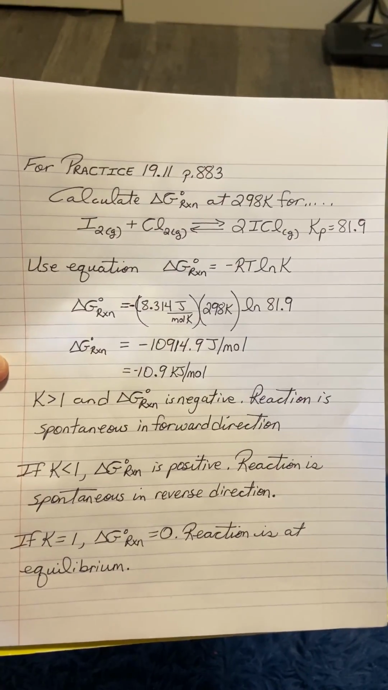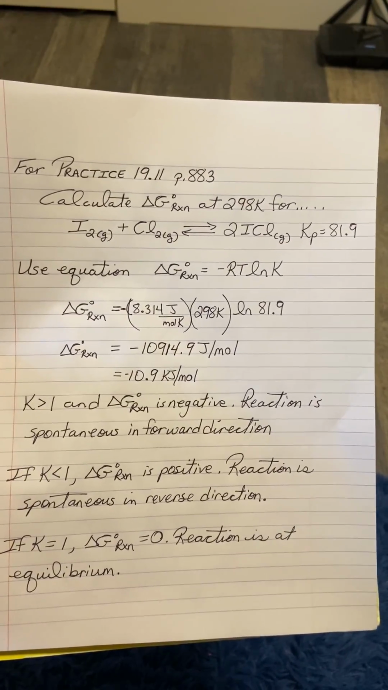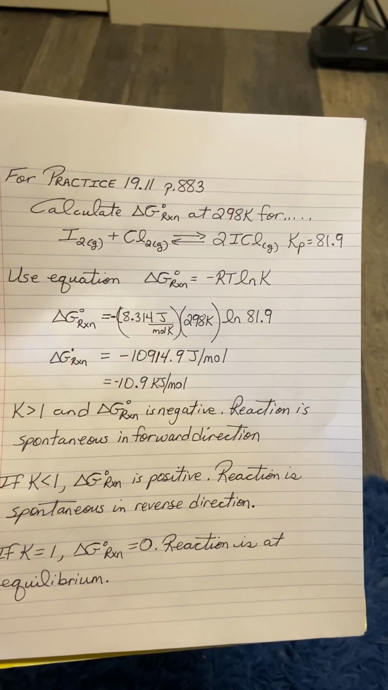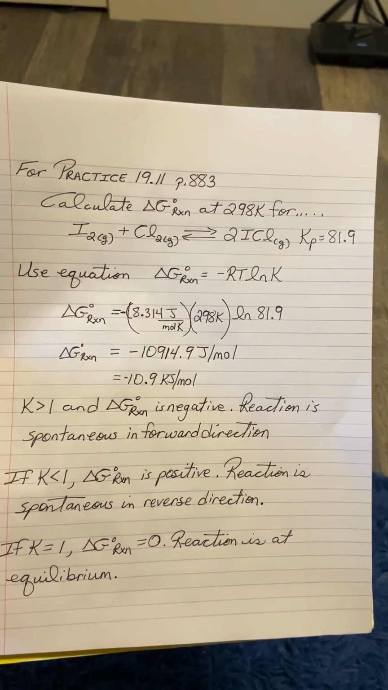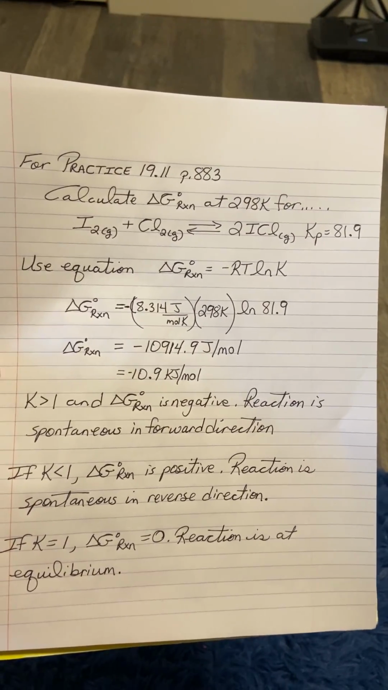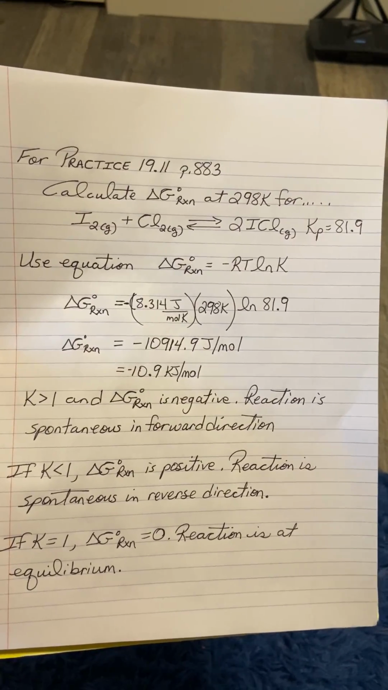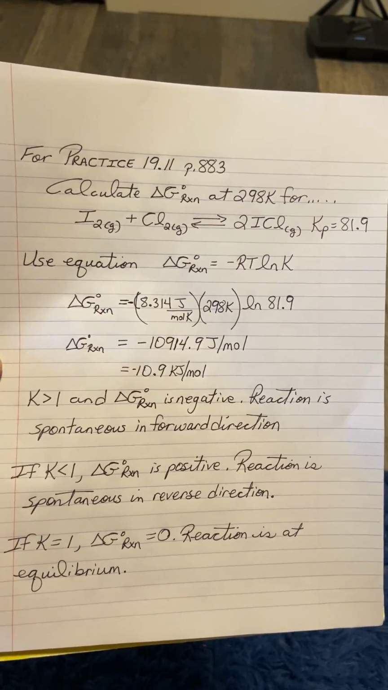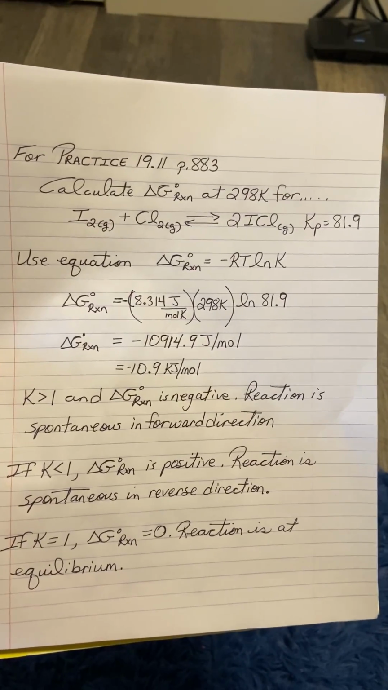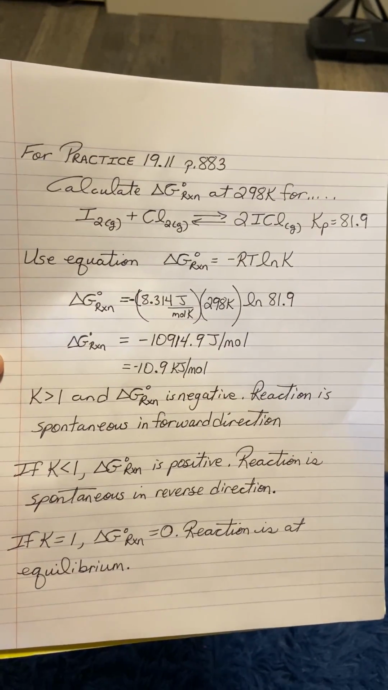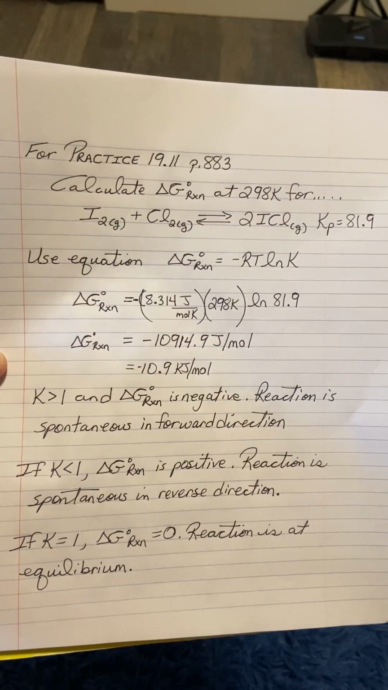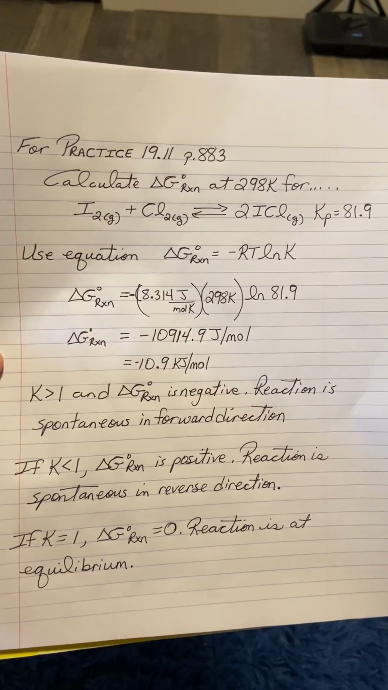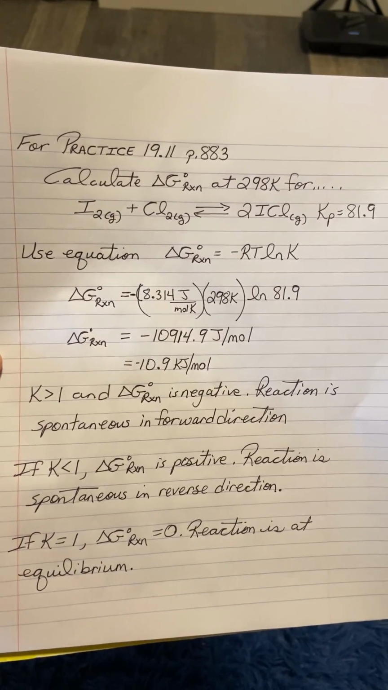Okay, here's a question from page 883. Again, we want to calculate the standard Gibbs free energy at 298 Kelvin. Again, this is another formula for calculating Gibbs free energy. We've got I2 plus Cl2 yields 2 ICl.